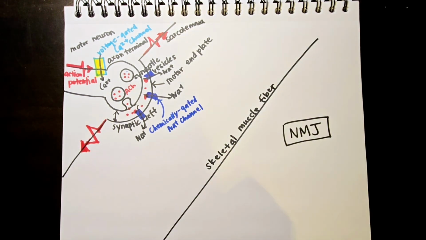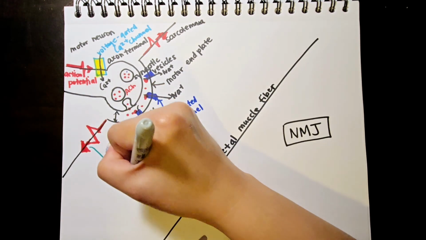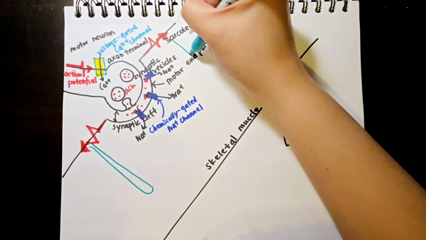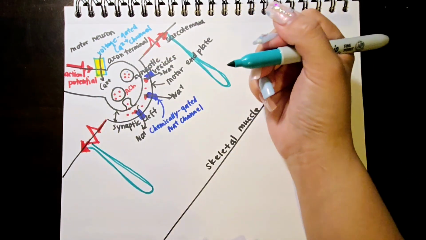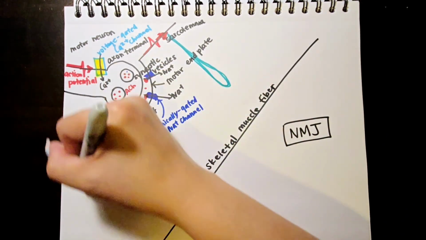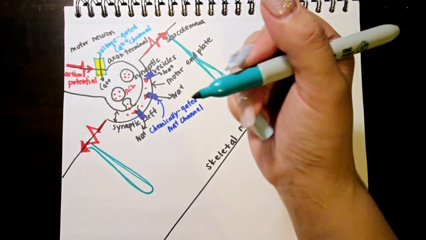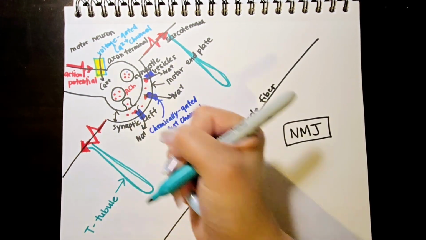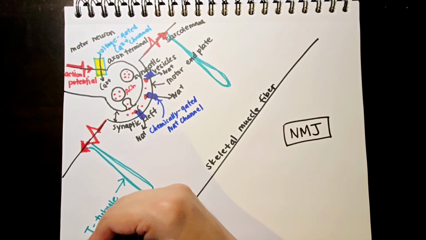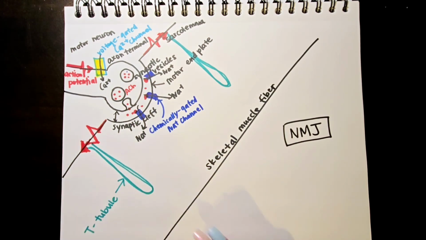sarcolemma. And once it spreads across the entire skeletal muscle fiber, it will go down these little tubes that go into the muscle fiber. You can imagine these as little wires that wrap around the muscle fiber in big hollow tubes. We actually call these t-tubule, which stands for transverse tubule, because it kind of cuts the skeletal muscle fiber transversely like that.